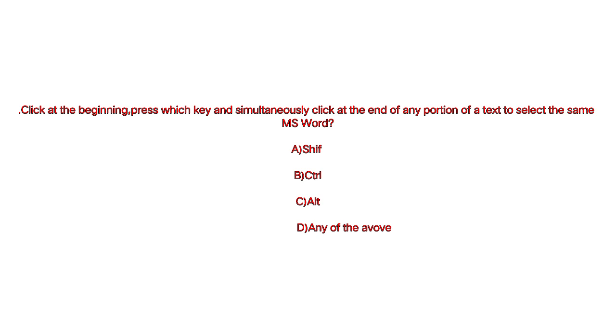14. Click at the beginning, press which key and simultaneously click at the end of any portion of a text to select the same in MS Word? A. Shift, B. Control, C. Alt, D. Any of the above. Answer is A. Shift.